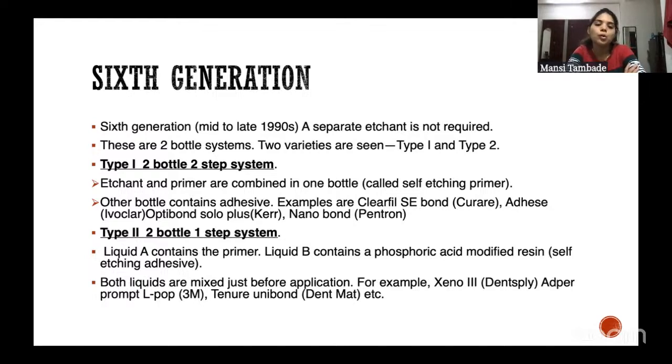Type 2 was a 2-bottle, 1-step system. Liquid A contains the primer, liquid B contains a phosphoric acid modified resin. That is, a self-etching adhesive was used. Both liquids are generally mixed before the application. Xeno III, Adper Prompt L-Pop, Tenure Unibond were the examples.